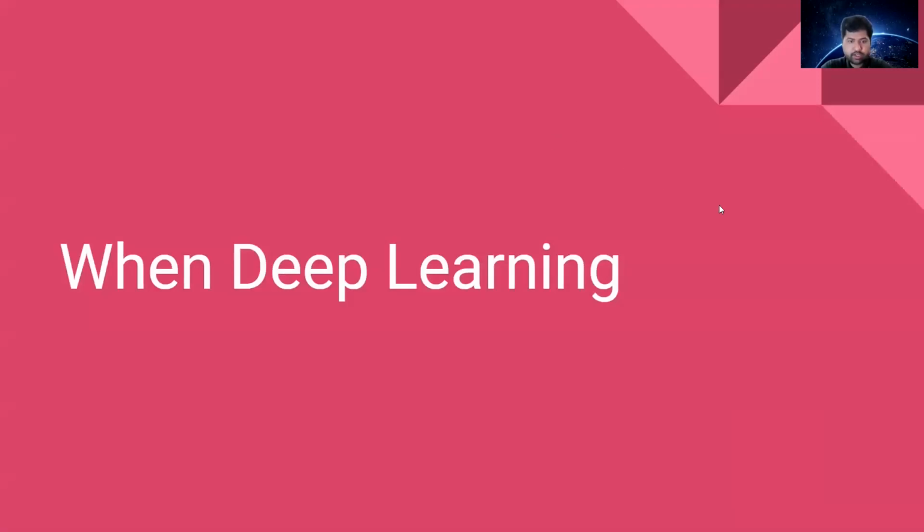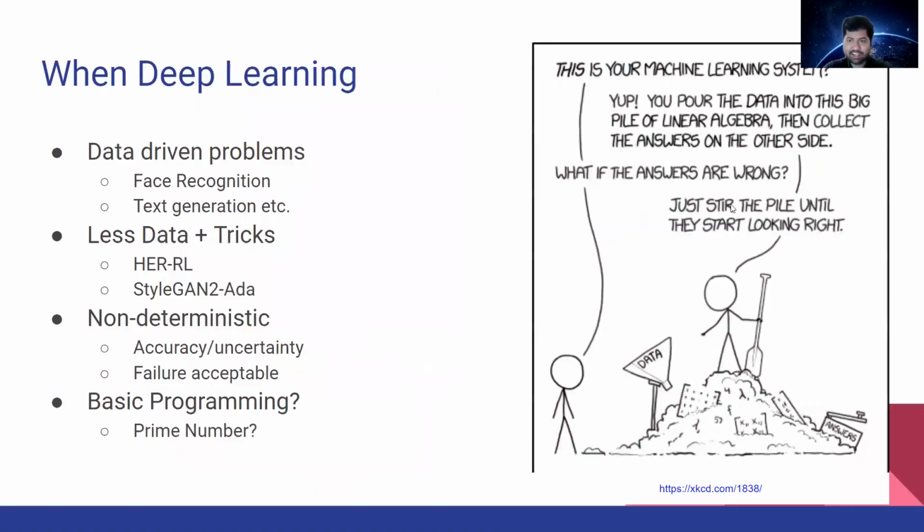Okay, so then deep learning. This is very important to recognize: when to use deep learning and when not to. As you can see on the right, it's usually lots of linear algebra and math, and you just put your data into the math and you get the result. Sometimes it works, sometimes it doesn't. But it's very important to recognize which types of problems you should be using deep learning with.